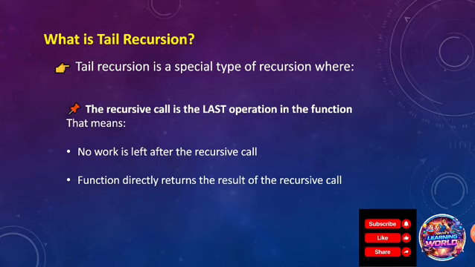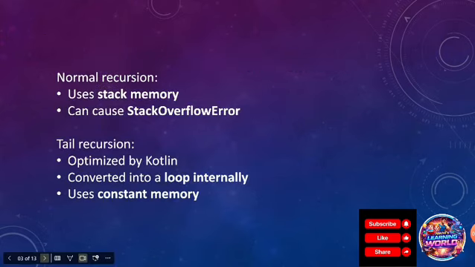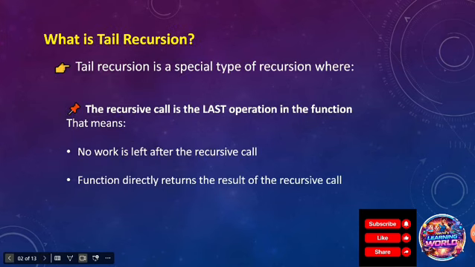Let's take a simple example like factorial. The function factorial looks simple, right? But behind the scenes, every function call is stored in memory, in something called the call stack. So if you call something like factorial of 1 lakh, your program will crash. So how can we fix this? That's where tail recursion comes in.